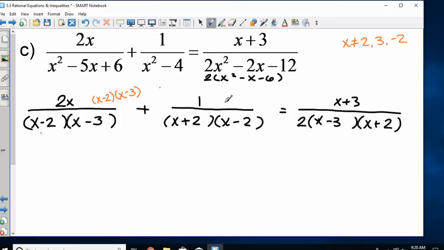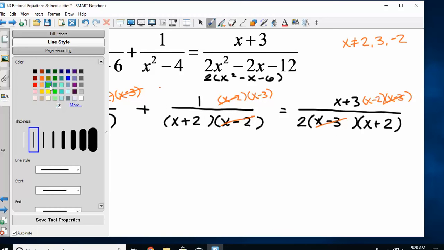If I multiply everything by x minus 2, x minus 3. Those drop. X minus 2's drop here. The x minus 3's drop there. So that helped a lot. The first fraction is good.